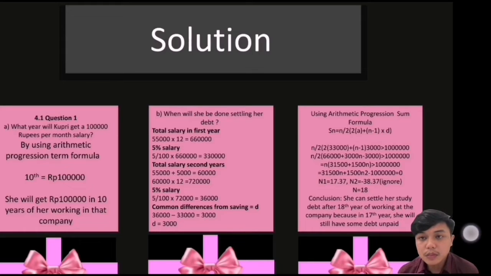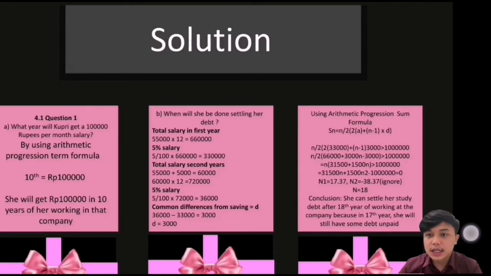So from the savings of the second year and the first year, we can find the common difference, which is 36,000 minus 33,000, and then we get 3,000. So 3,000 will be the common difference.